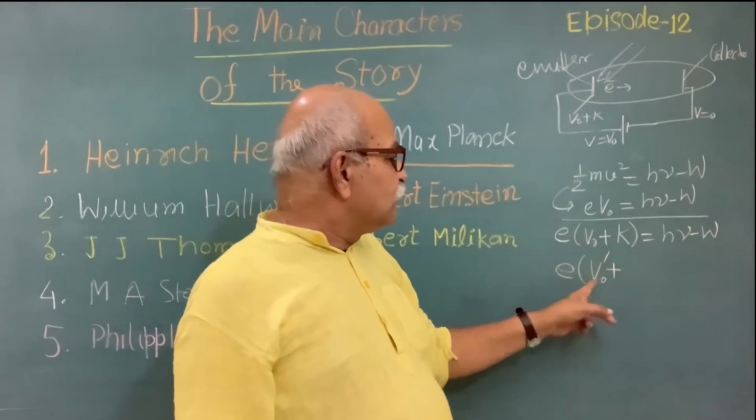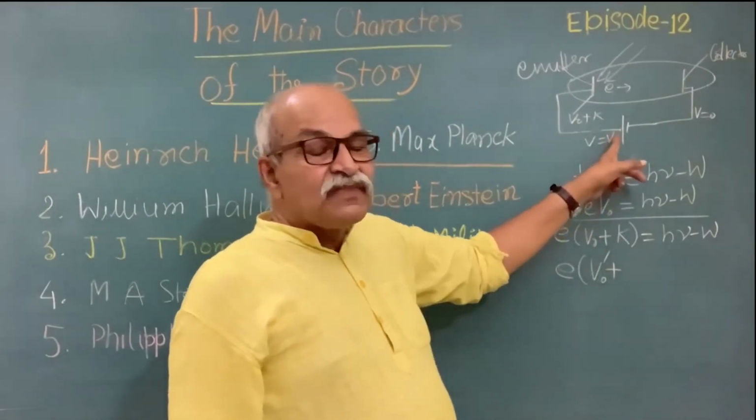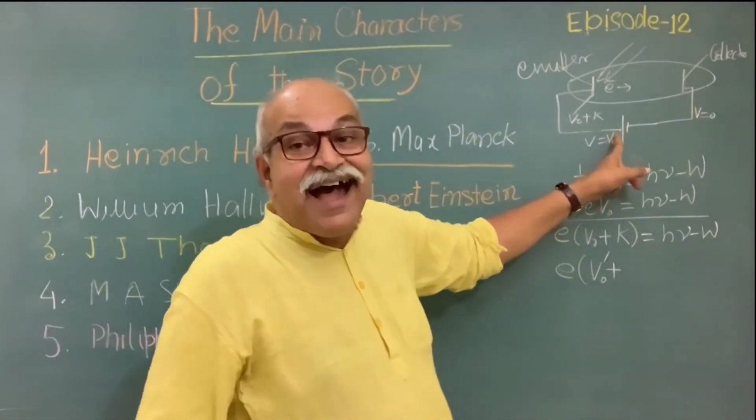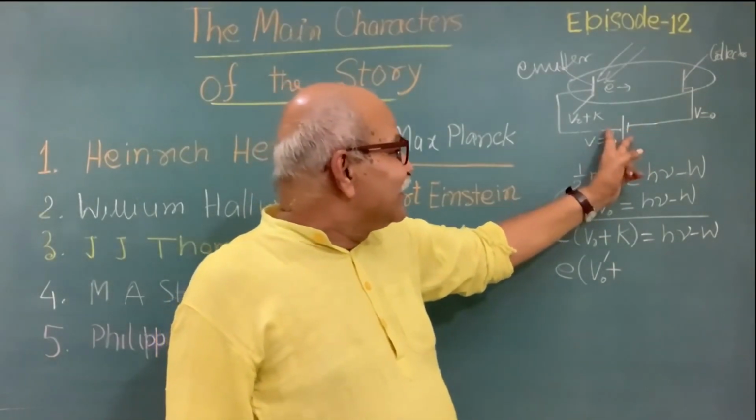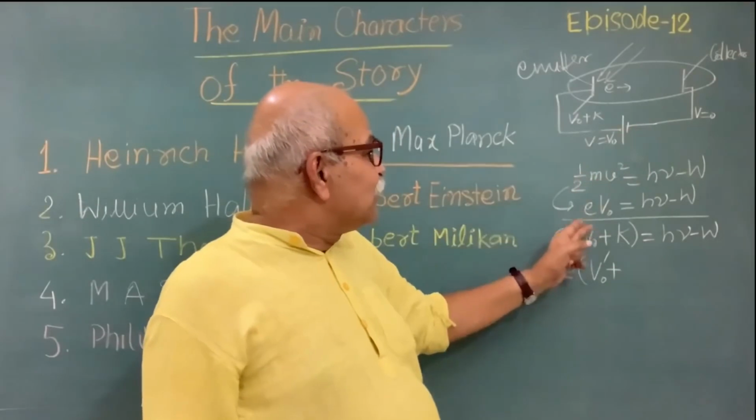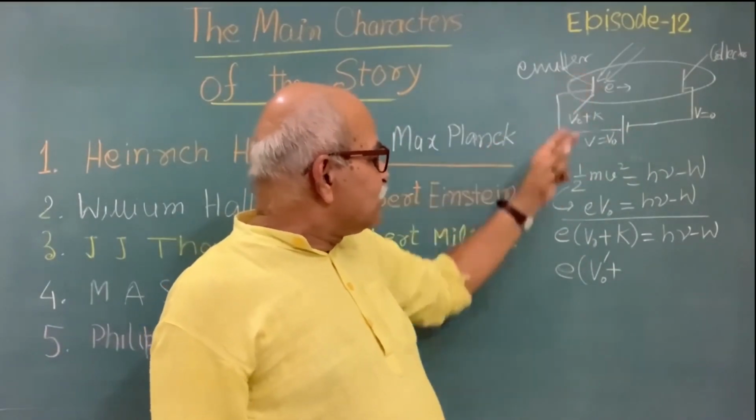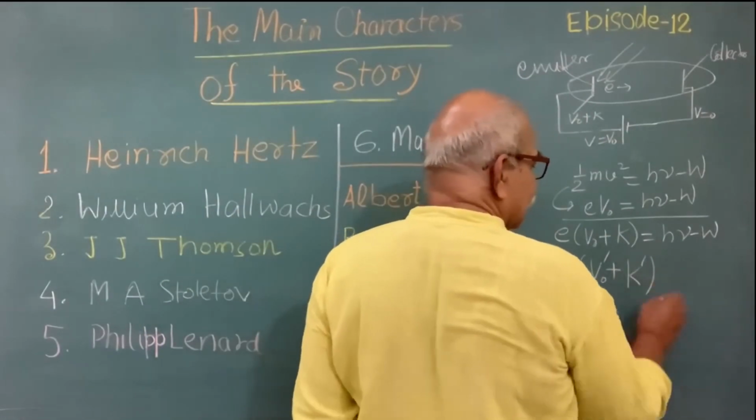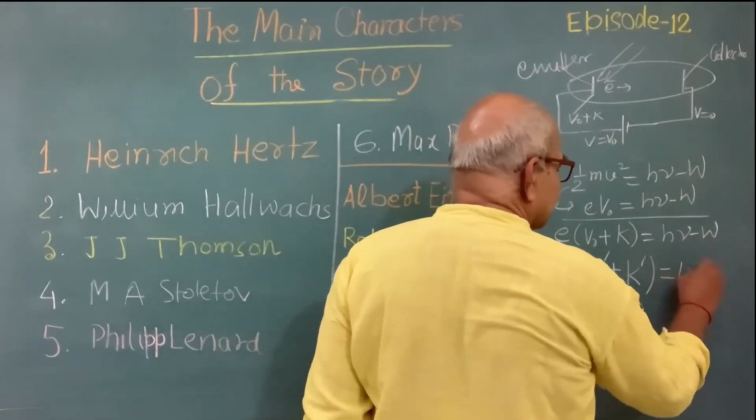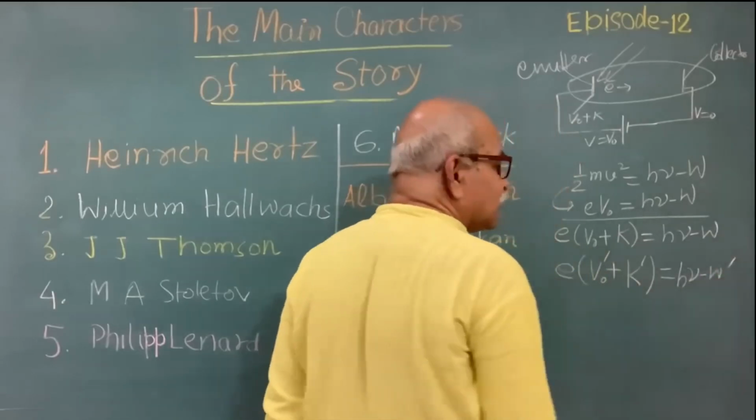Remember, this V0 prime is the potential difference that I have applied to the cell here. So this is V0, and then when I change this emitter, it becomes this. The contact potential is also different, this is the same, and the work function is also different.